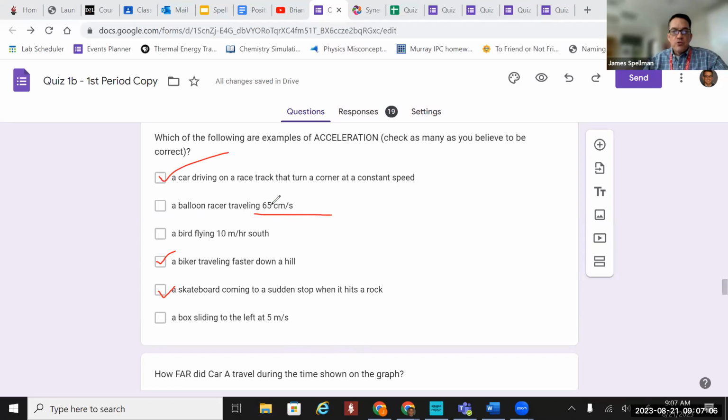The balloon traveling like this, that's just the speed. A bird flying 10 miles per hour, meters per hour south is the velocity. And again, if something's sliding to the left at 5 meters per second, that's a velocity. The other ones are accelerations because they are either changing speed or direction, which means their velocity is changing.